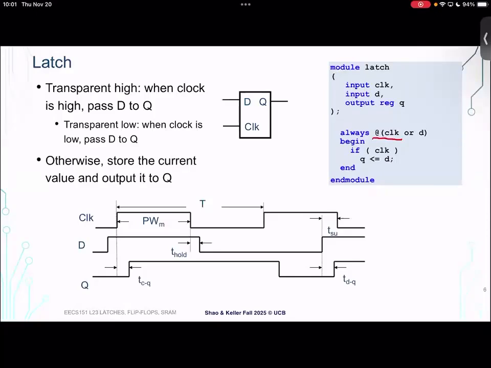Right. And so if you think just mechanically about what that means, that's saying if clock, then Q gets D, right? So a latch, as defined here, is transparent high. So when the clock is high, pass D through to Q. There's also an inverted version called a transparent low latch. When the clock is low, you pass D to Q. In the other case, for transparent high, if the clock is low, then we store the current value. So we would say that the latch is opaque in that case, the opposite of transparent.